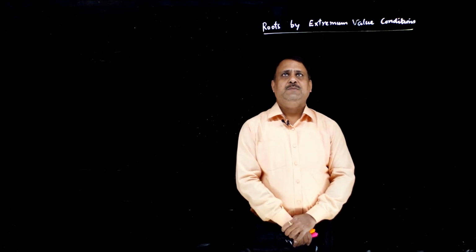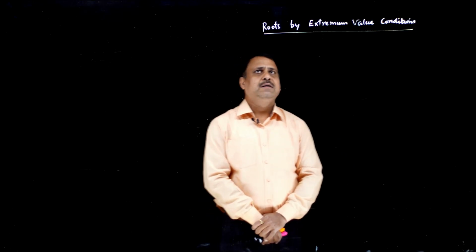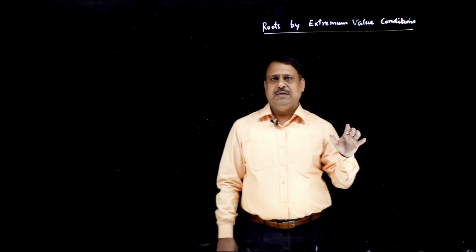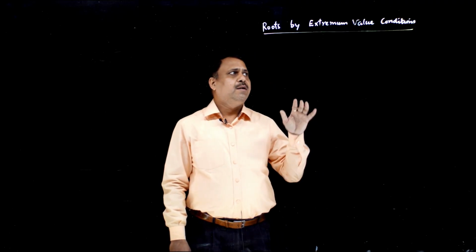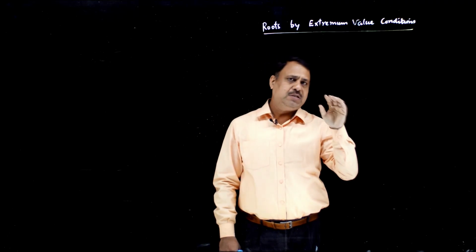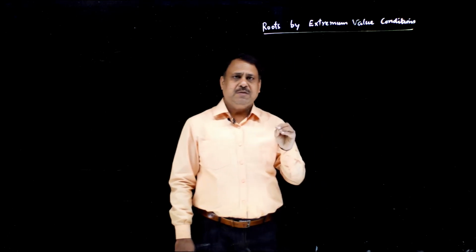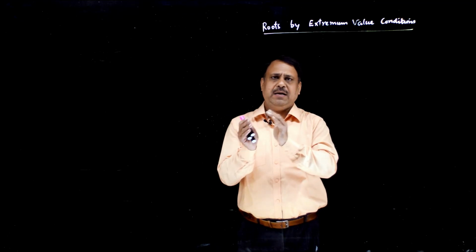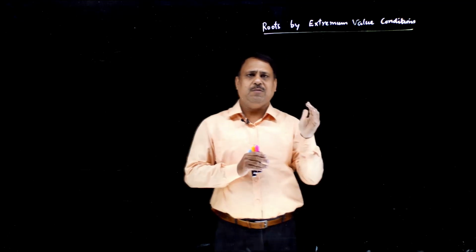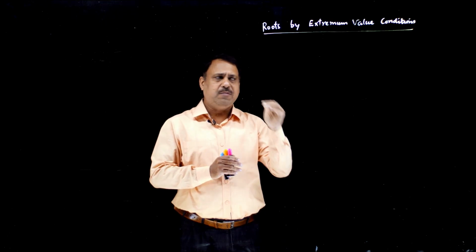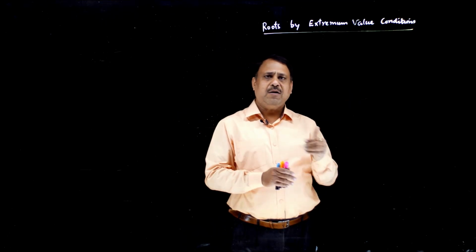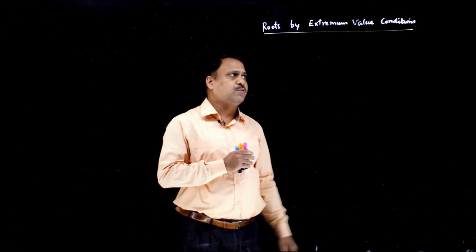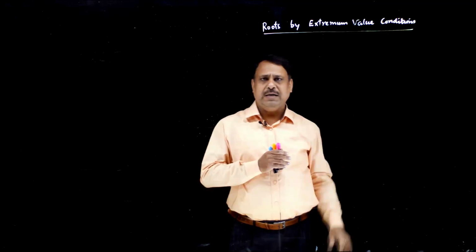Hello. So now I will be explaining a special method where we can find roots by extremum value conditions. Why am I calling it a special method? Because by this method sometimes we can handle equations in which one part is trigonometric and another part is algebraic. We call those types of equations algebro-trigonometric equations, which are not solvable, but we can find the number of solutions of those equations by extremum value conditions.